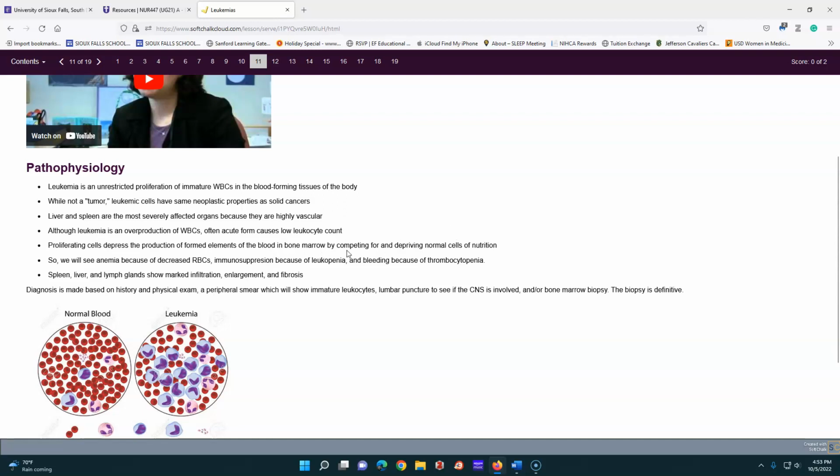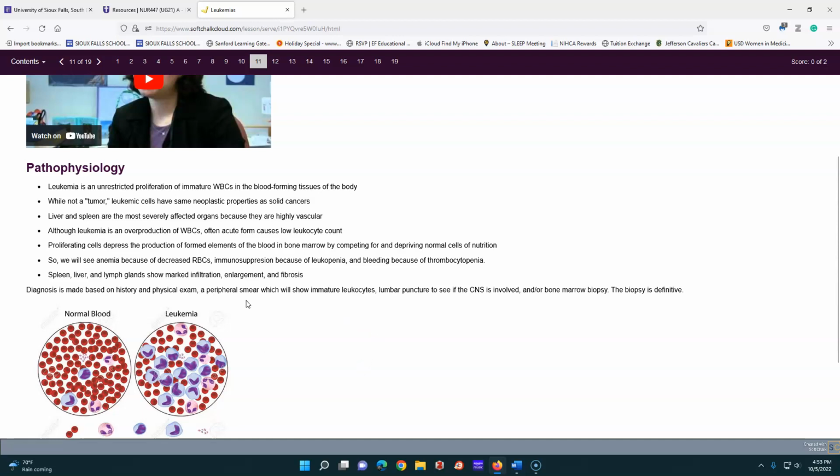These kids will often come in and present with bruising, very commonly, and also bone pain. Because as they're trying to make all these white blood cells, it pushes on that bone marrow. And so they often have a lot of complaints of discomfort within their legs. So those are some of your big things.